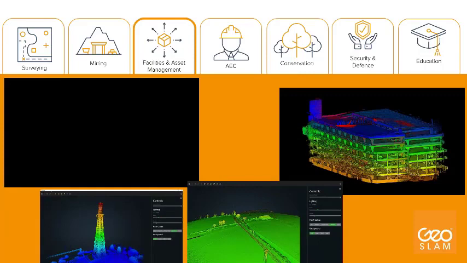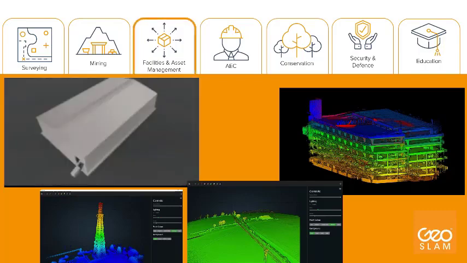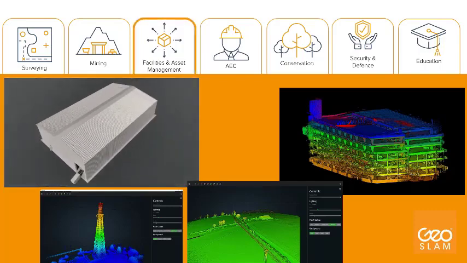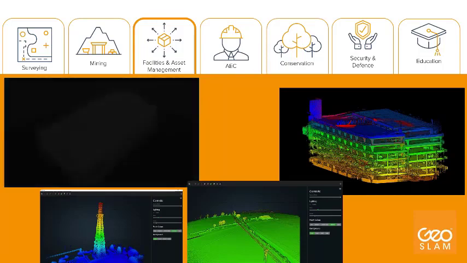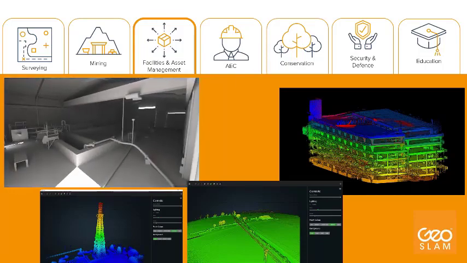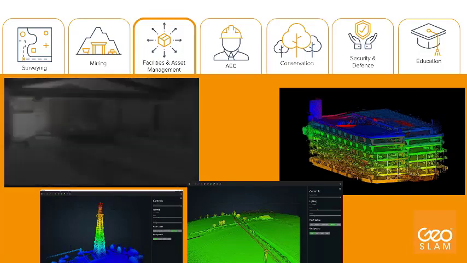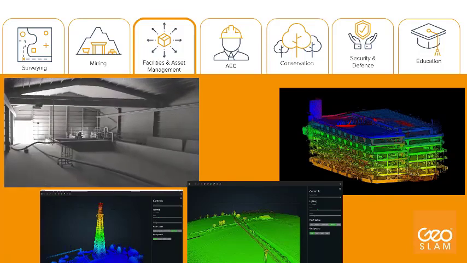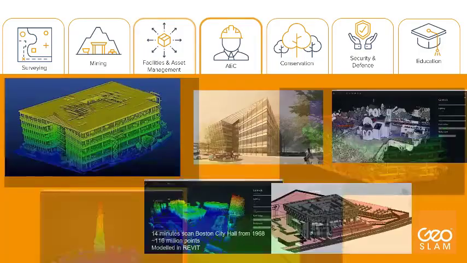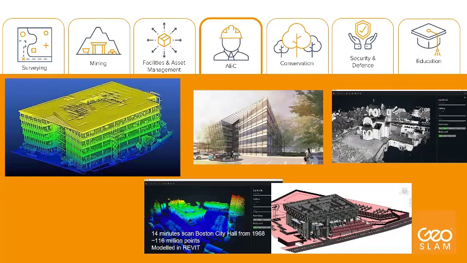Facilities and asset management business. So our customers in this spectrum are using our systems for condition reports, asset identifications, investigating the changes of warehouses, for example, like you see on that small movie with the warehouse model. So this is a very significant part of GeoSLAM clients.